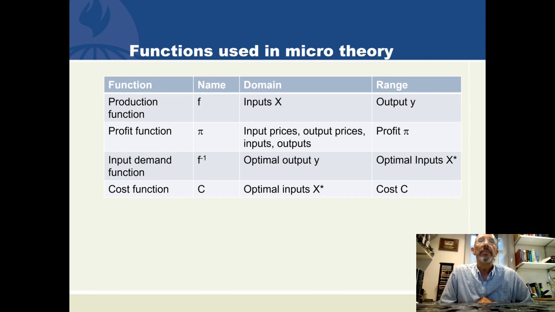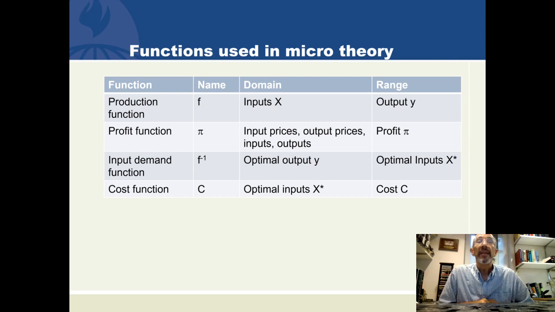The profit function, symbolized by pi, has a domain of input prices, output prices, the number of inputs and the number of outputs. That's the things that you put into the function. And out of the function comes a number depicting the profit that the firm has made that year.